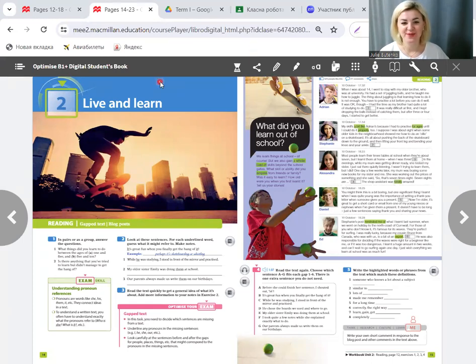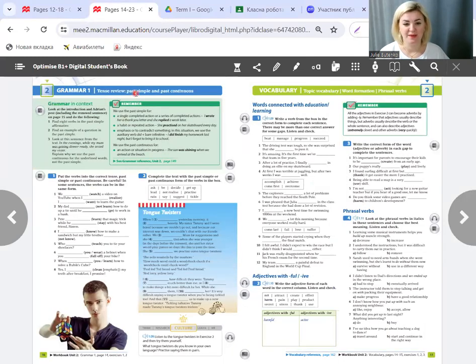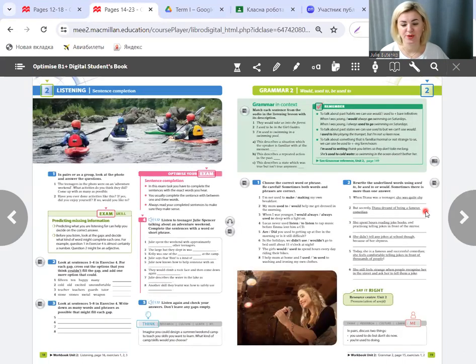And I remind you that we work with Unit 2, which is called Live and Learn. On the previous lessons, we worked with reading and vocabulary, also with grammar, past simple and past continuous, topic vocabulary, word formation, and phrasal verbs. Also, you had a test, listening comprehension, in a classroom, and today it's time to have the second lesson of grammar. We are going to speak about would, used to, and be used to.